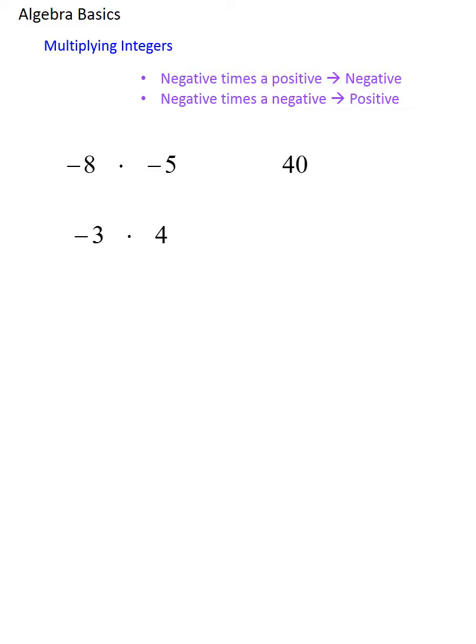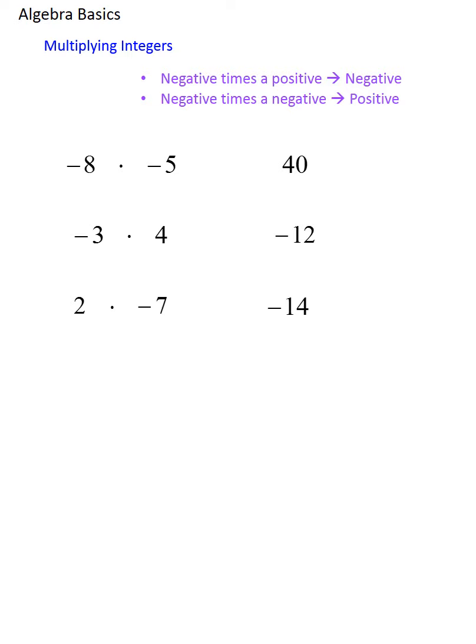So let's do this one. A -3 times 4. 3 times 4 is 12, but according to the rules, a negative times a positive is a negative. 2 times 7 is 14, but a positive times a negative is also a negative.